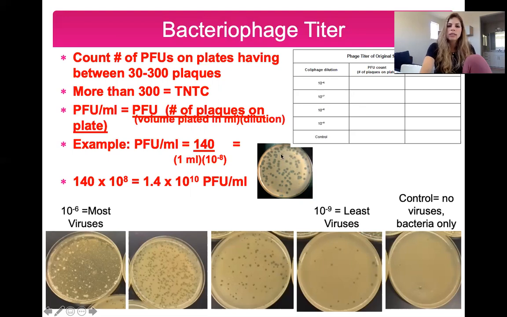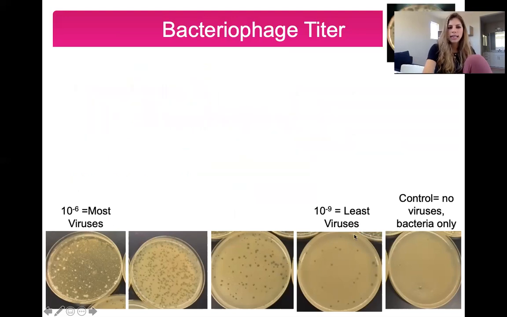Let's say I counted 140 little clear circles. That's what plaques are. Then I divide it by the dilution, which is 10 to the minus 8. And then I get 140 times 10 to the 8. In scientific notation, that's 1.4 times 10 to the 10th power plaque forming units per milliliter. So that would be my phage titer. So this is all you're doing in this lab.